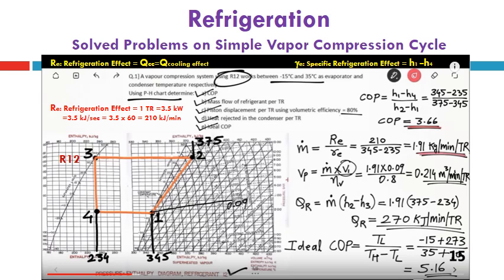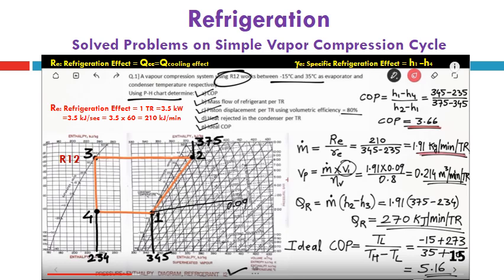And finally we need the specific volume of state 1, which will be used in the piston displacement equation. So we get the specific volume of state 1, which is equal to 0.09. Firstly, the COP equals H1 minus H4 over H2 minus H1. When we use the numbers we have from the chart of enthalpies, we get that the COP equals 3.66.